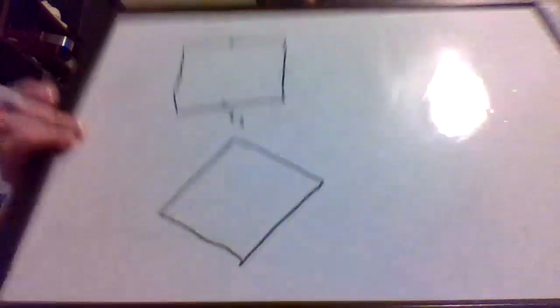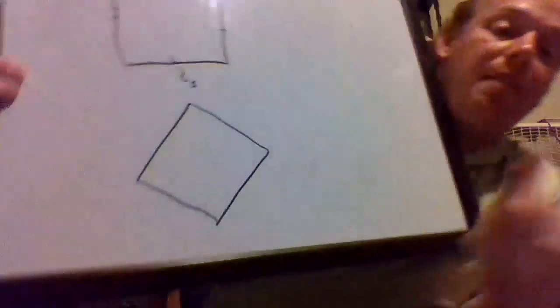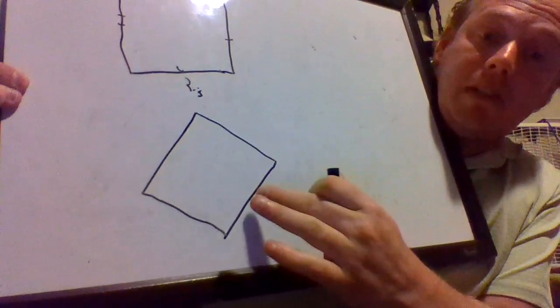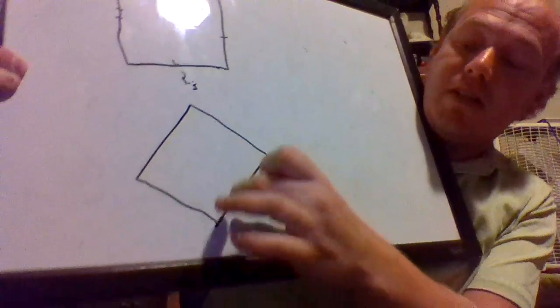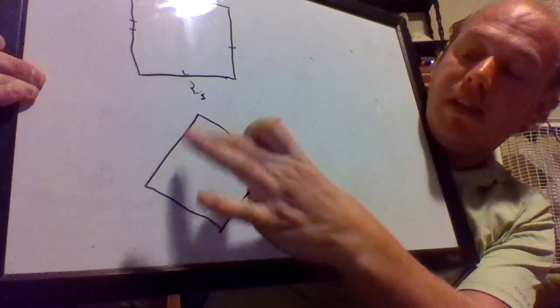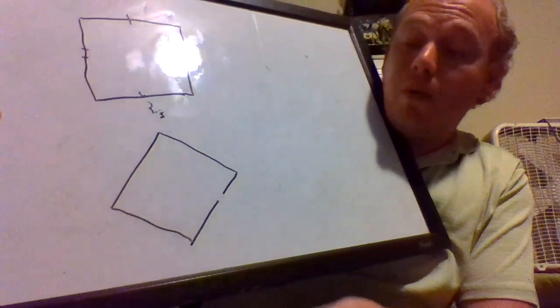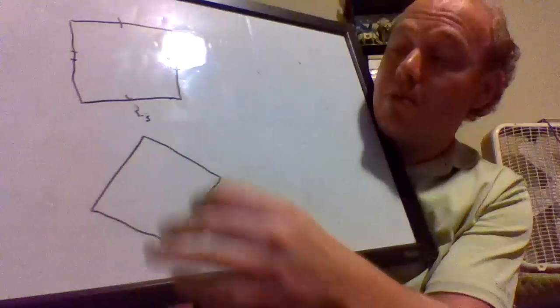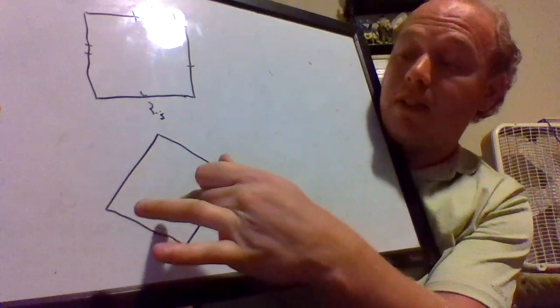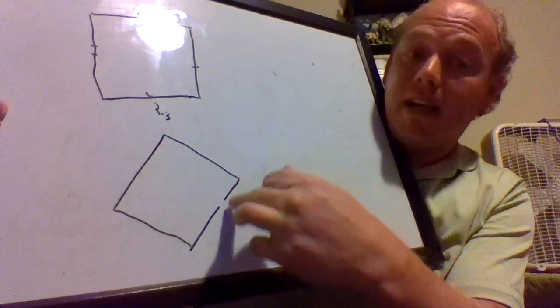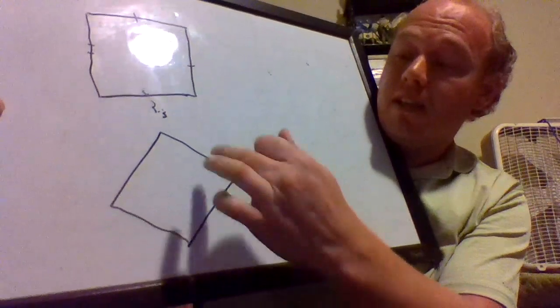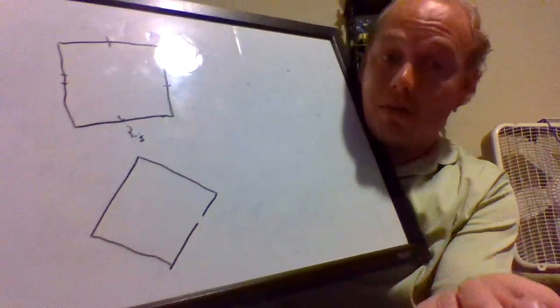Now, this, even though it might look like a diamond to you, it's just a square tilted on its side. So, if that was the same square, this side would still be 2 inches, this side would still be 2 inches, and this side and this side would both still be 2 inches.